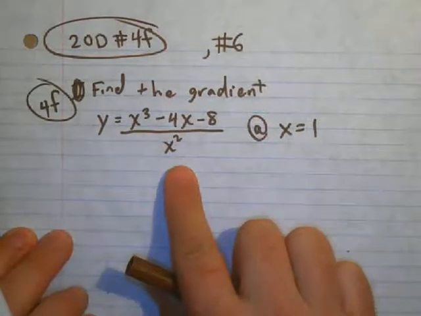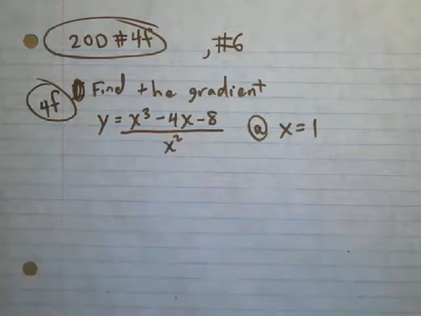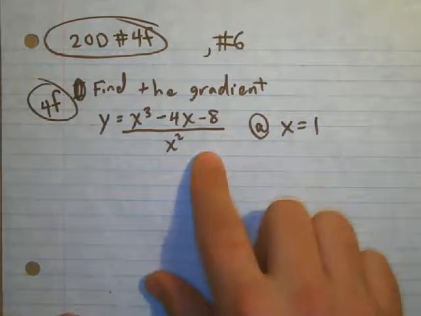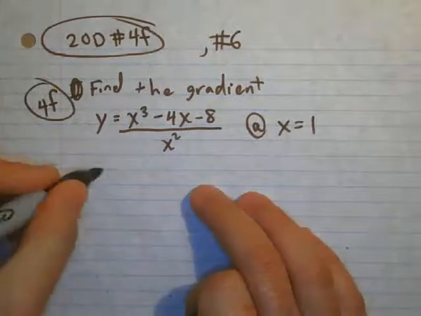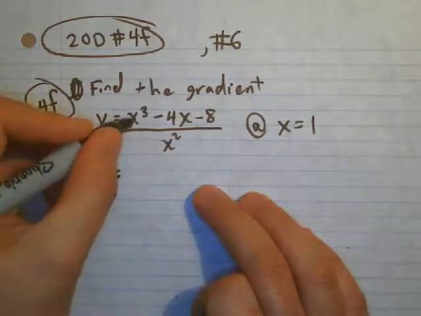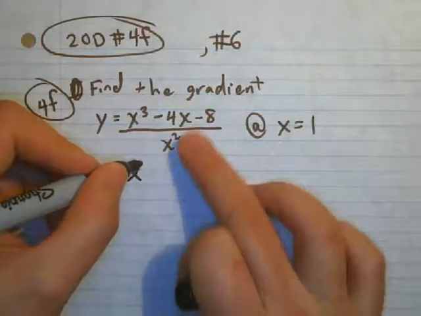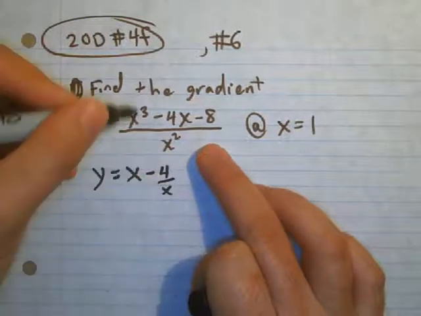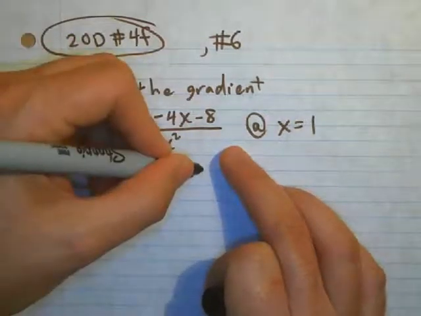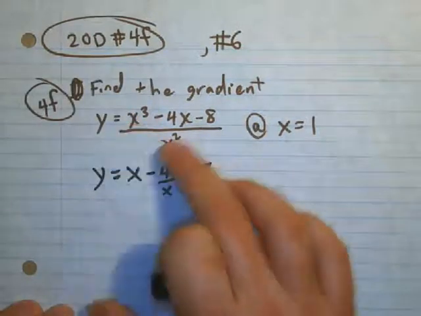Now some of you got scared whenever you saw this fraction. But think about everything being divided by x squared. So we can rewrite this function as y equals, so x cubed divided by x squared is going to give me x. Negative 4 divided by x squared is going to give me negative 4 over x. And then negative 8 over x squared is going to give me negative 8 over x squared. Okay, I can have each of those divided by x squared.